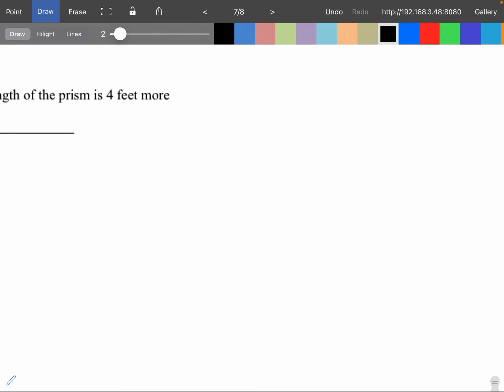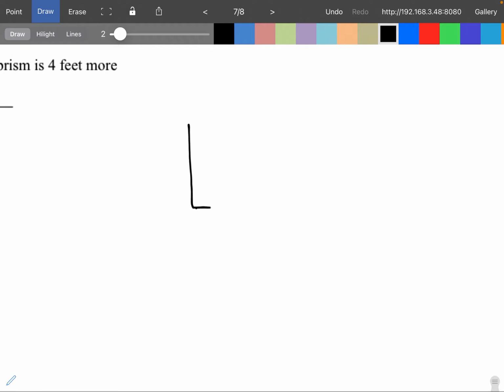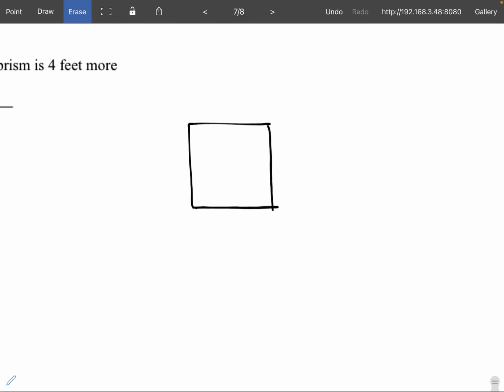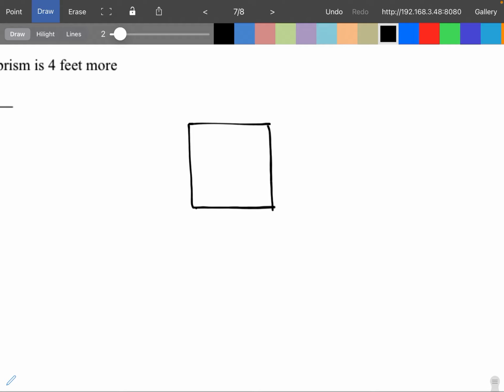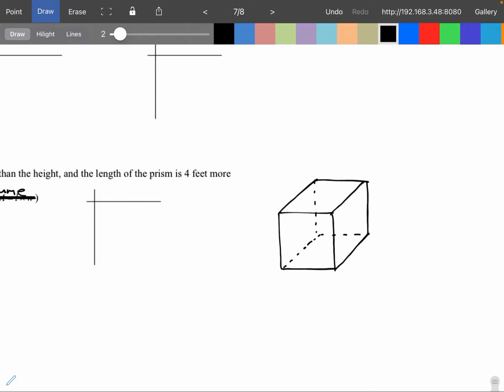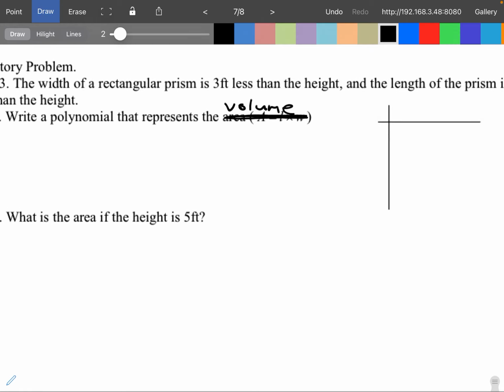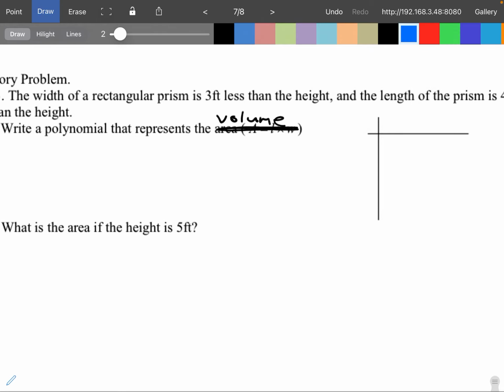Because a rectangular prism is like a box. I'll draw it for you on the side over here. So what we're really looking at is something like this. And then it would go like this, that, like that, like that. That's a rectangular prism. It's like a box. All right, now let's see if we can do the problem.